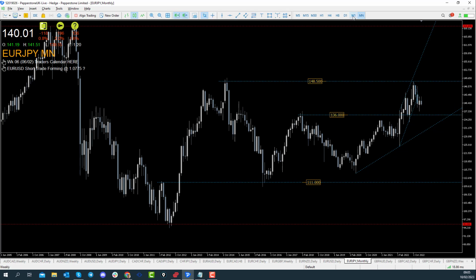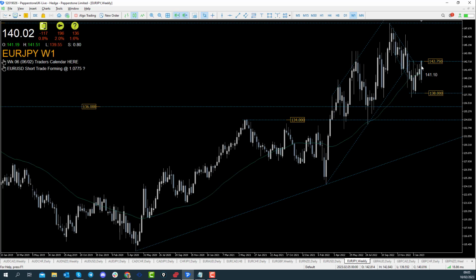option for price there. Now, looking at the weekly candle, we obviously gapped up with the yen this week, and then the yen strengthened, and with the combination of that and the euro weakness, price has really driven to the downside. So we've ended up breaking last week's low.